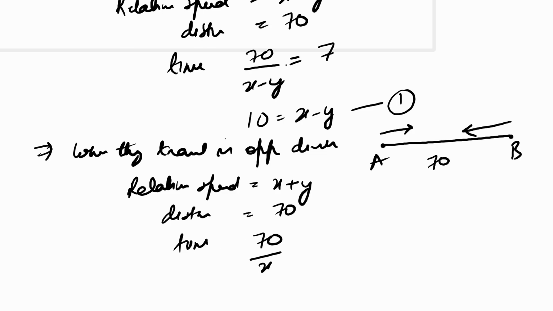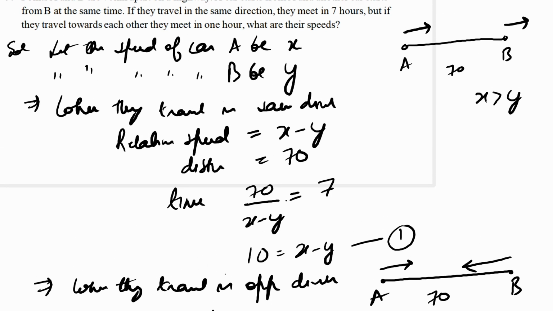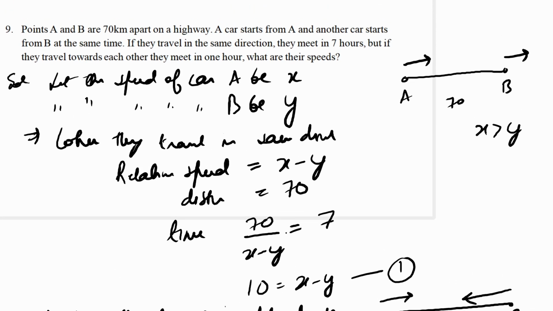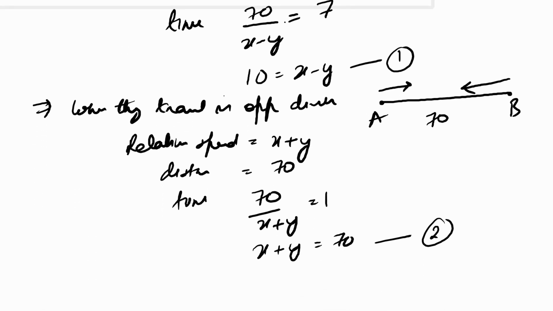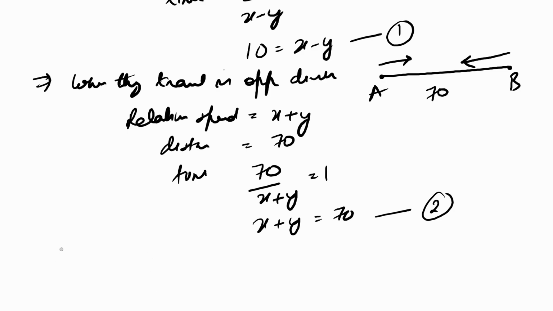70 upon x plus y is equal to 1. So x plus y is equal to 70. Okay, I think the time was 1 only. Let me check. They meet in 1 hour. Yes, it was 1. Now what we will do, we will add equation 1 and 2. Adding equation 1 and 2.